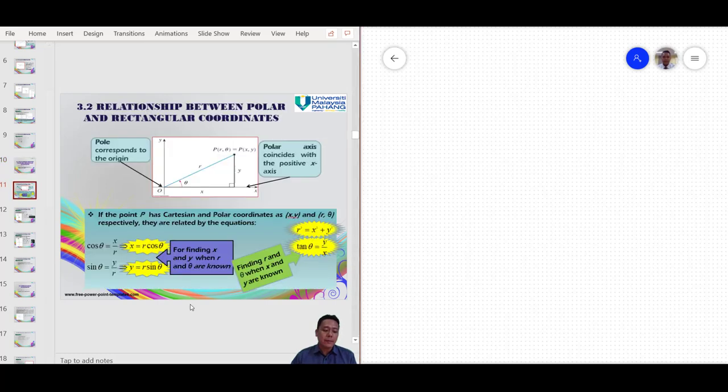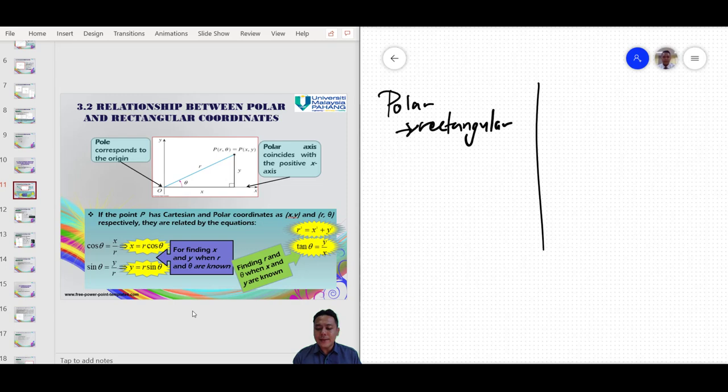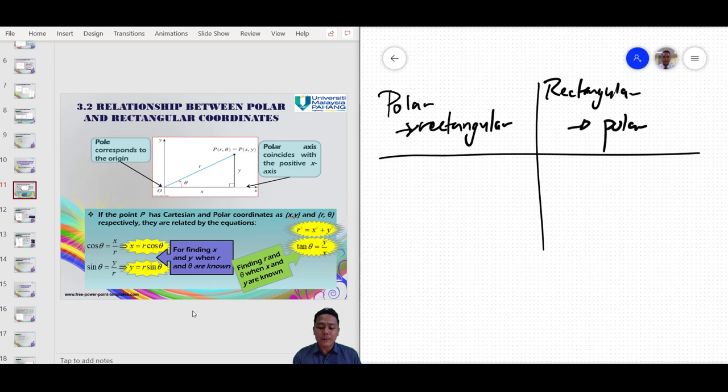At the end of this subtopic, you should be able to convert polar coordinates into rectangular coordinates, and conversely, you should also be able to convert rectangular coordinates into polar. Refer to the diagram on the slide there. You can see that we can represent a polar coordinate as a rectangular one and also rectangular as polar coordinates.